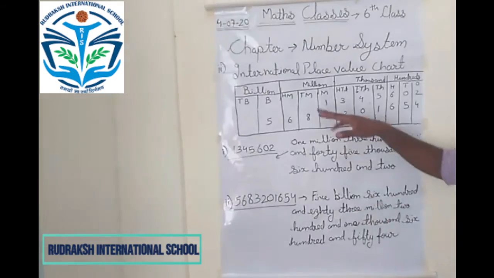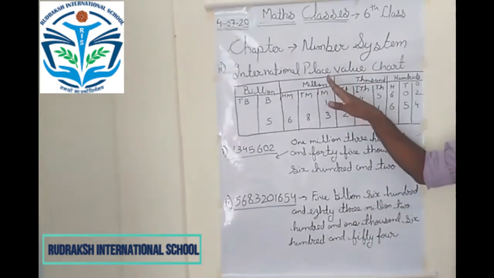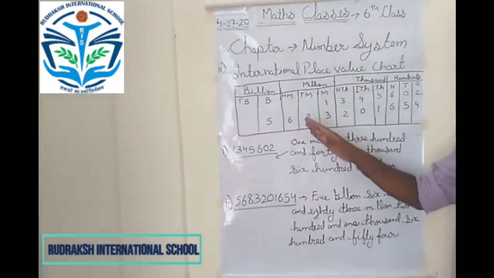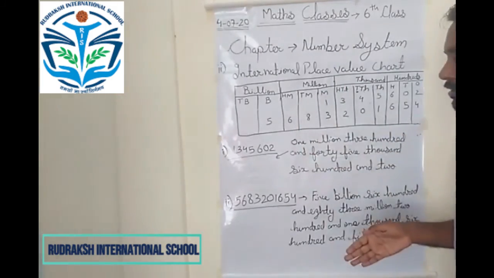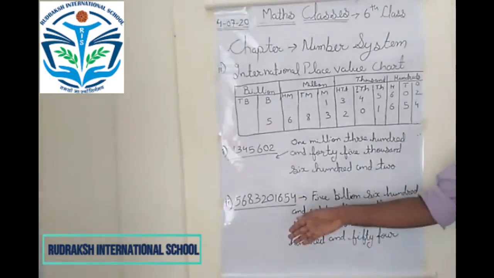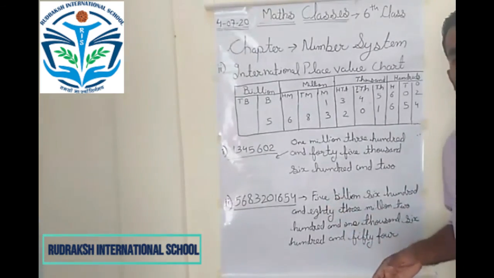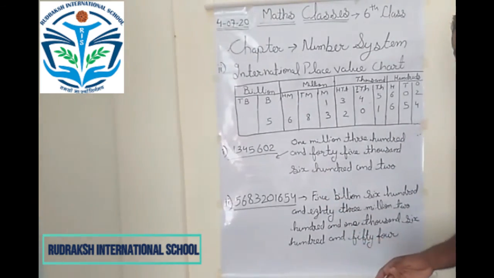So today we learned about the number system. What is a number system? The two different types of number system, that is the Roman number system and the Hindu-Arabic system. And in the Hindu-Arabic system, we learned about the Indian place value chart and the international place value chart. So this is all about today's class. In the next classes, we are going to study further about these topics. So that's all for today. Thank you.